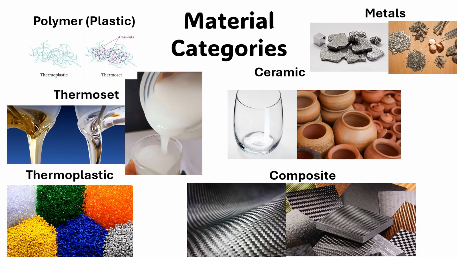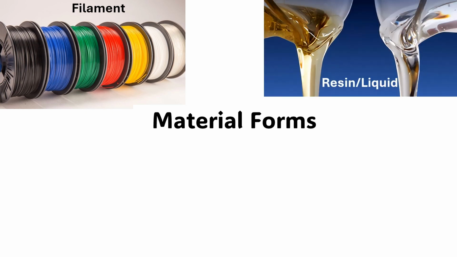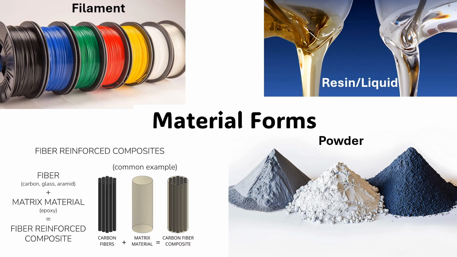The main difference is that thermoplastics can be melted repeatedly with minimal damage, while thermosets cannot and generally require a hardener or mechanism to cause cross-linking. Polymers generally fall into one of three forms: filament, like what is used in FDM printers you might find on Amazon, resins that are light cured, or powders. Composite materials can be any of these forms, but most commonly look like filaments.